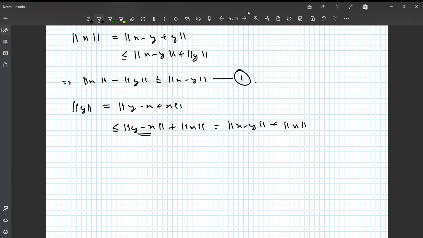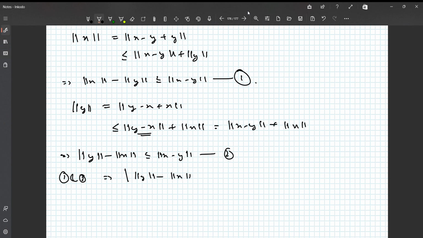And why can I do so? Because if I take minus 1 common from inside, it will come out as the modulus of minus 1, which is exactly 1. But then I get norm of y minus norm of x is less than or equal to norm of x minus y. Observe that statement 1 and statement 2 give the fact that, sorry, I should use the conventional order, the modulus of norm of x minus norm of y is less than or equal to norm of x minus y. This is often referred to as the reverse triangle inequality. Okay, this is one more.